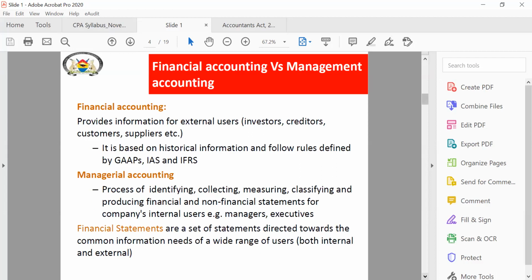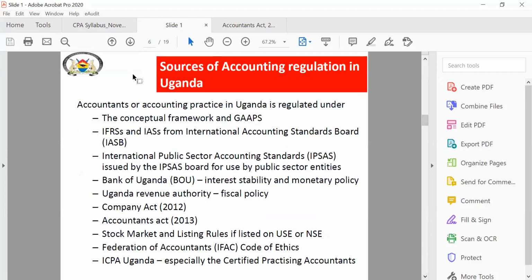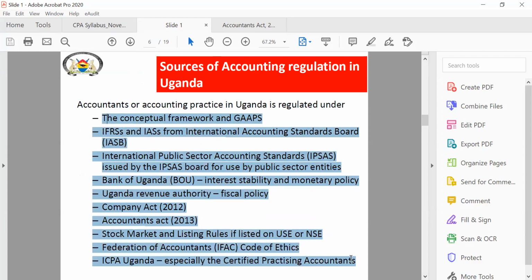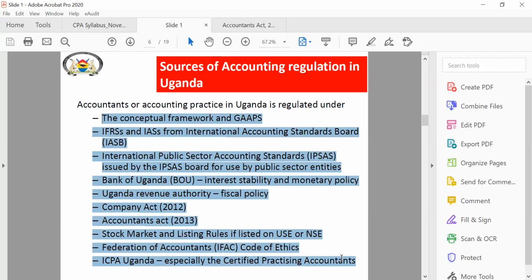This we've also been able to explain to you accordingly. This we have also gone through comparisons. These I've also been able to go through some of these, but just know that this is what we call the accounting reporting framework. All these are bodies that dictate or tell us what to do with our accounting information.